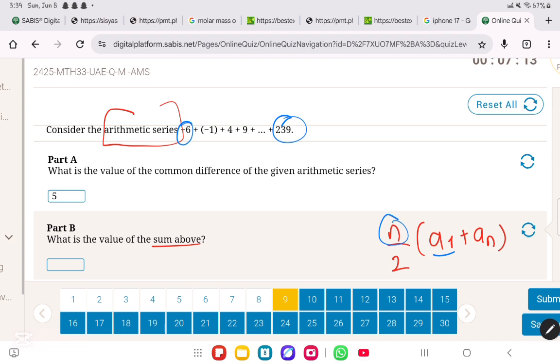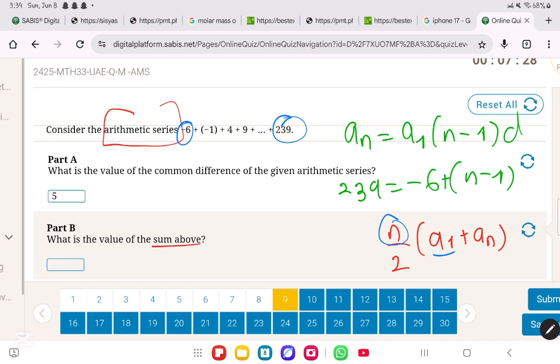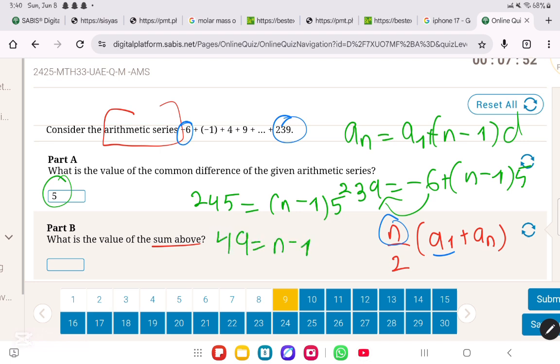In order to find n, we apply the equation an equals a1 plus n minus 1 times d. an is 239, a1 is minus 6, and the common difference d we found to be 5. So move this to the other side: 239 plus 6 becomes 245. Now 245 equals n minus 1 times 5. Divide both sides by 5, and you are left with 49 equals n minus 1. Bring it to the other side, and n is equal to 50.